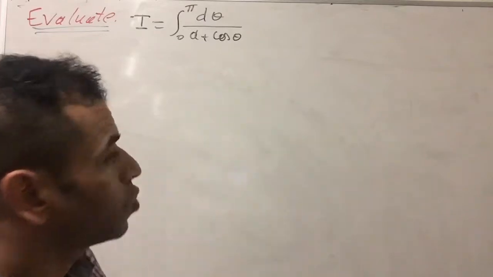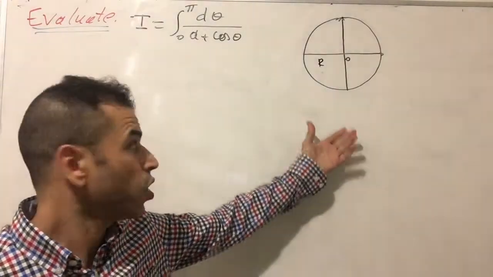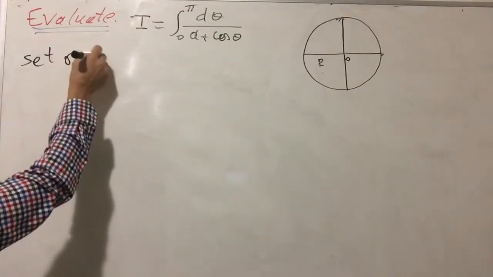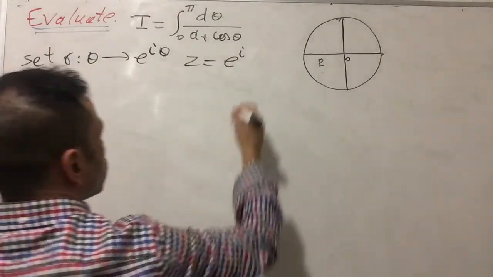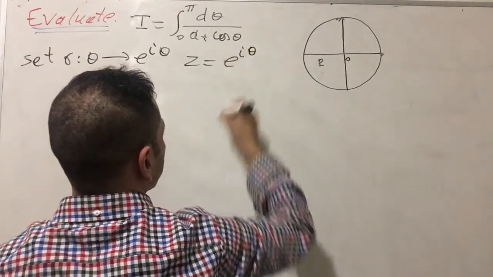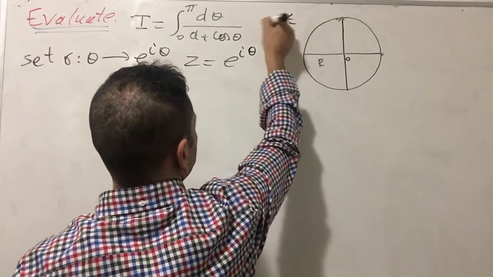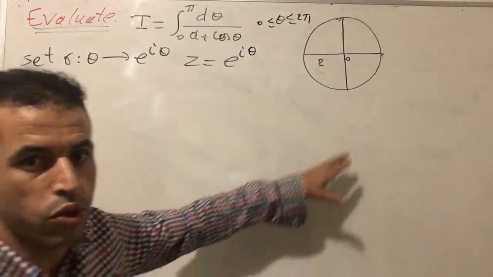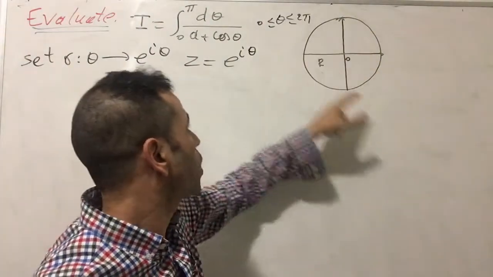I'm going to do this one over the unit circle. In this case we are going to choose r equal to 1 as the radius of this circle, gamma, with z equal to e to the i theta. In this case theta is between 0 and pi. That's why we have chosen the whole unit circle, from 0 to pi.